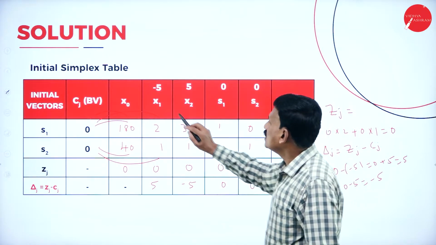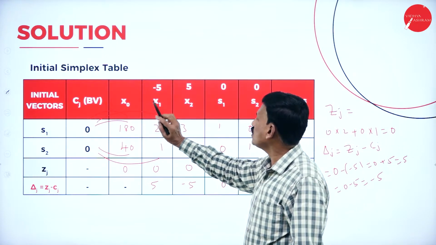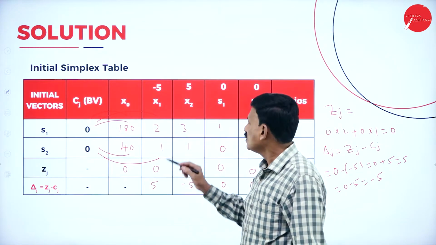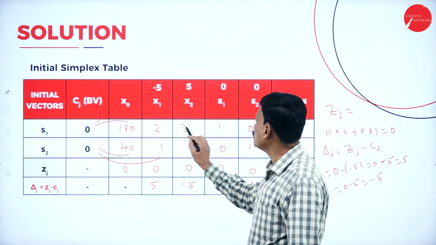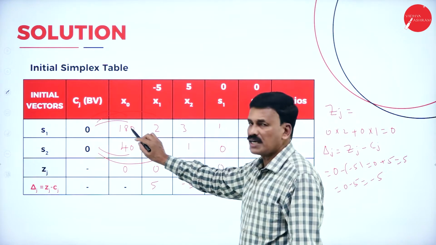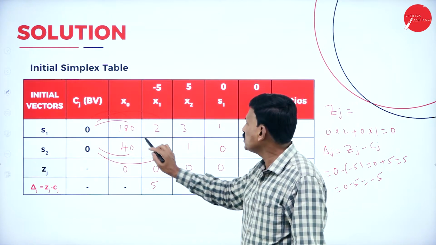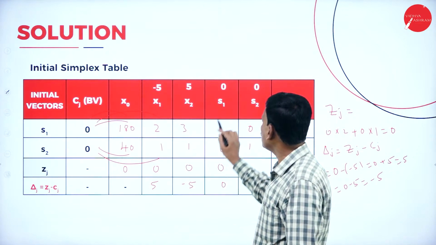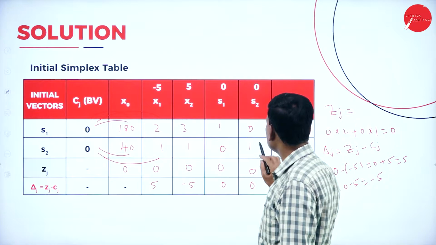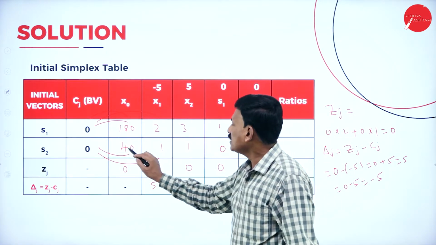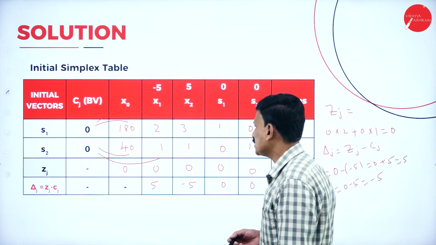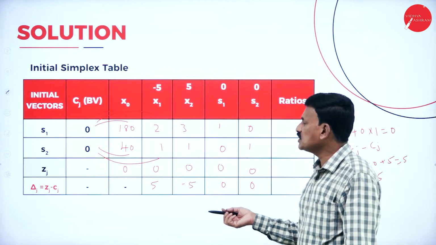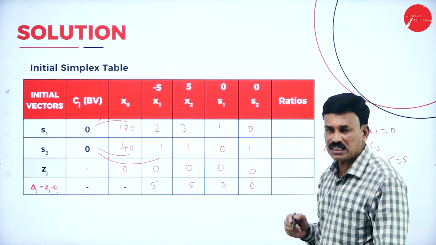Now listen to me. Write down the coefficients of x1, x2, s1, s2 from the constraints. From the first equation we have 2, 3, 1, 0 and the value of x0 is 180. For the second equation the coefficients are x1 is 1, x2 is 1, s1 is 0 and s2 is 1, and the value is 40. Now find out the value of zj, and zj minus cj will give the value of delta j.